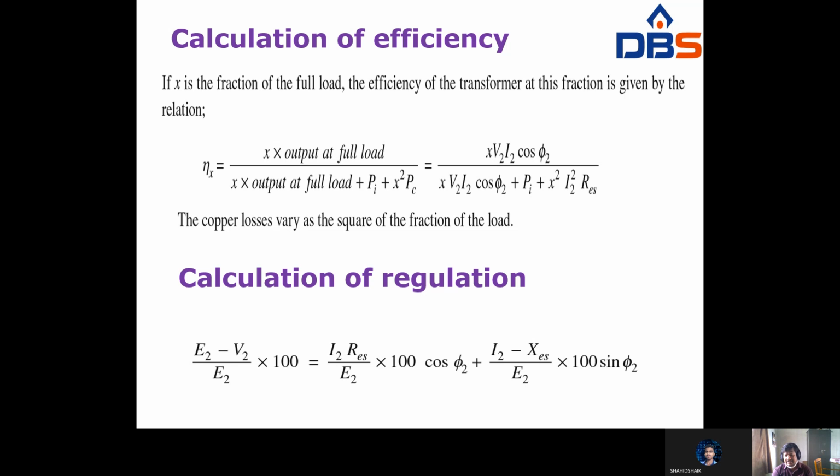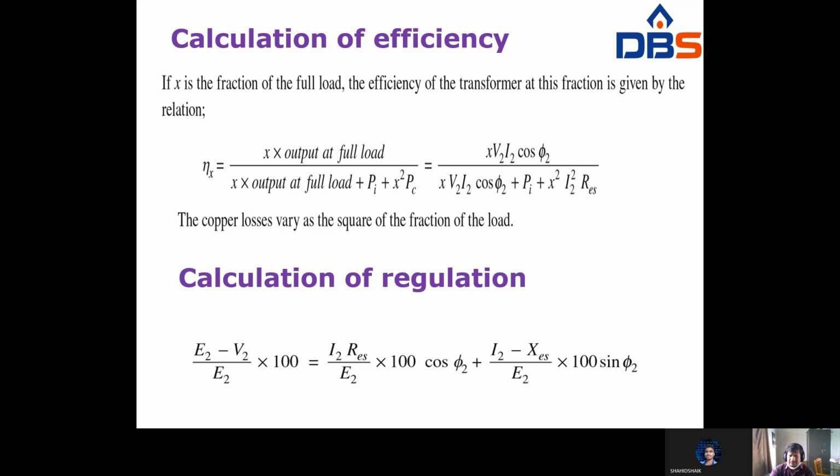We have to calculate the efficiency, referred to the secondary, that is x. Output means V2 I2 cos φ2, divided by x V2 I2 cos φ2 plus iron losses plus x square copper losses. Copper losses is nothing but I2 square R02, I2 square R equivalent resistance. Why? Because copper losses vary as the square of the fraction of the load, right?